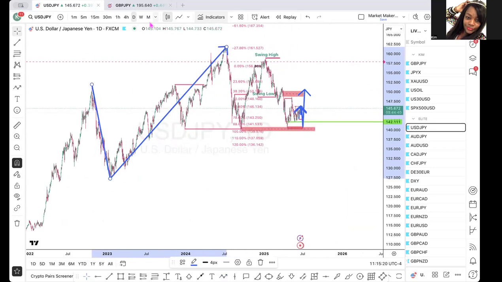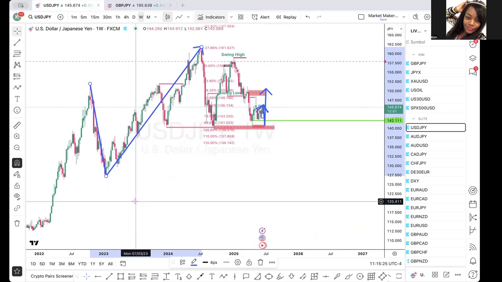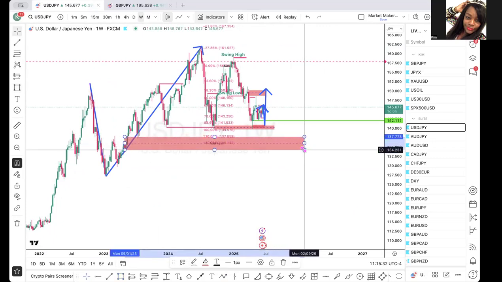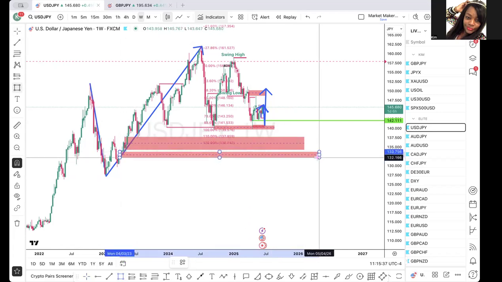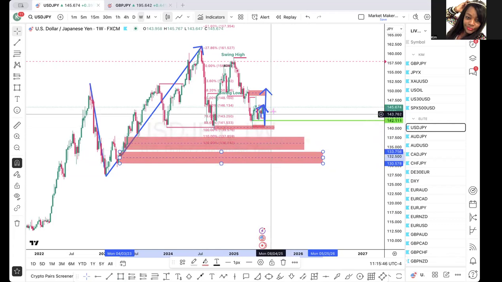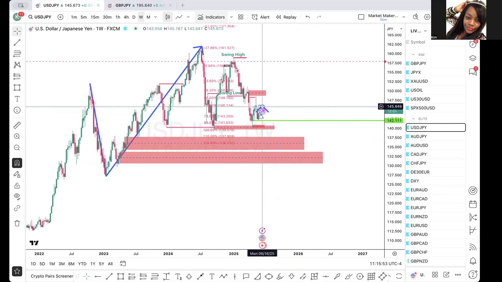Price can come all the way down to this demand zone here because it has not mitigated this zone right here or this zone right here. So this could sell down to one of these zones, right? Does everybody see that?